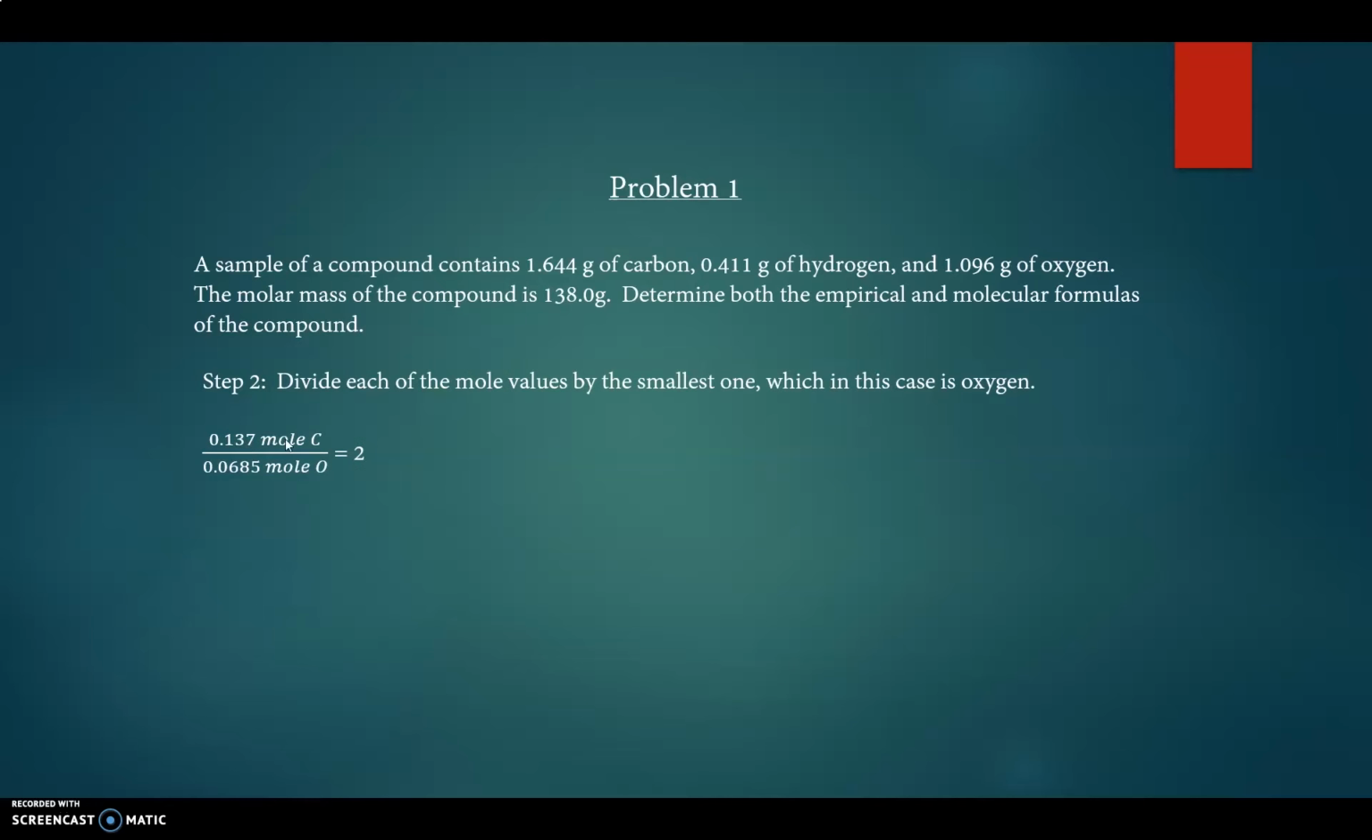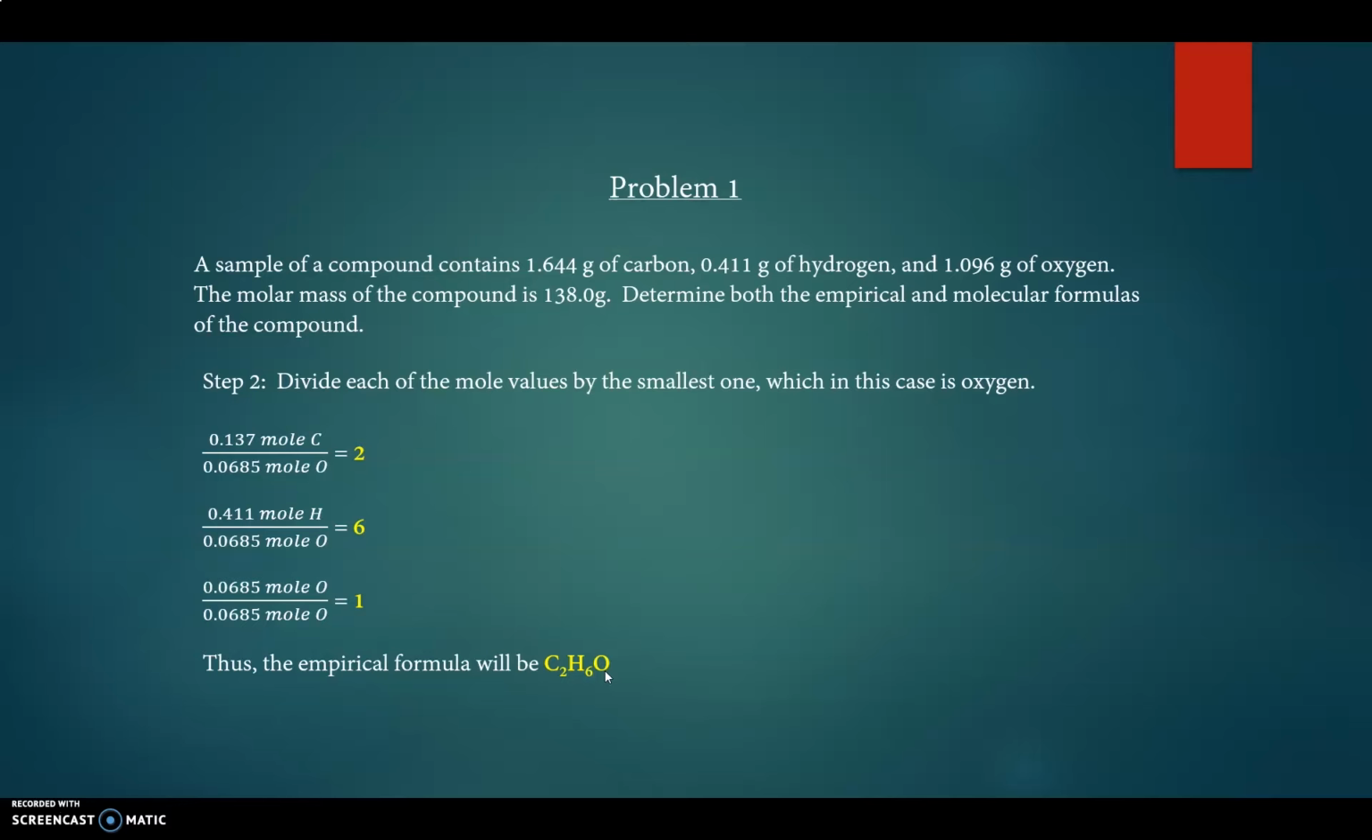So dividing the moles of carbon by the moles of oxygen comes out to be 2. Moles of hydrogen divided by moles of oxygen is 6. And of course the moles of oxygen divided by itself comes out to be 1. So now we have nice whole numbers, and now we can come up with a good empirical formula, which would be C2H6O. So this is the simplest ratio. It doesn't actually tell us what the formula is, but it tells us what the ratio of the elements are.